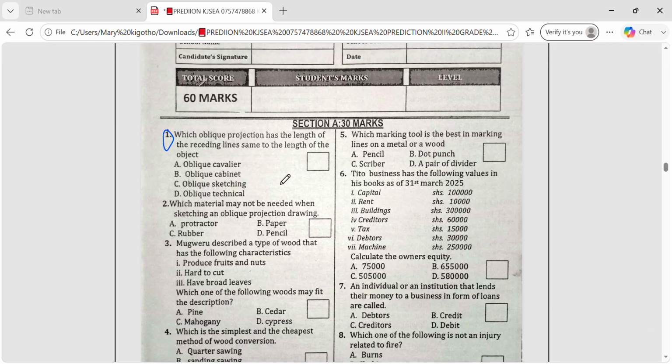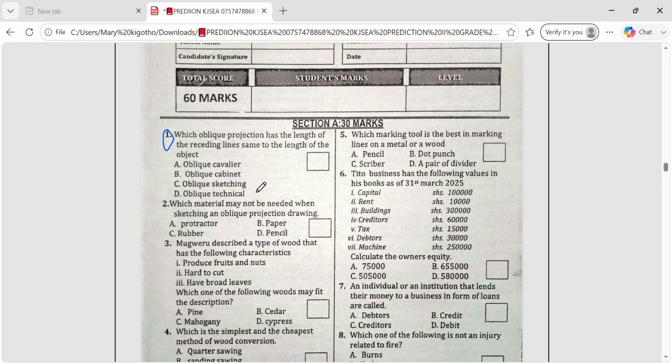Which oblique projection has the length of the receding line same to the length of the object? This is grade 9 work. In oblique cavalier projection, the receding lines are drawn to full length, making the object appear deeper. And in cabinet projection, the receding lines are drawn at half their actual length to reduce distortions.